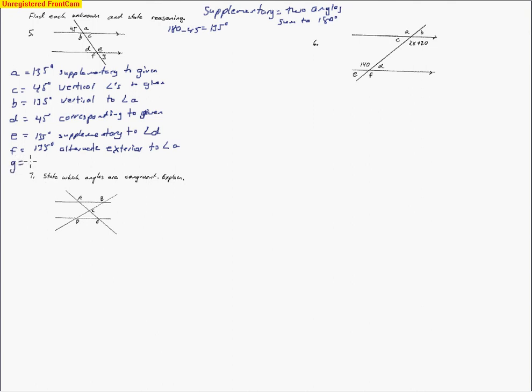So G, we'll go with a different one this time. We'll say G is 45 degrees, which it is, but I'll say it's vertical to angle D. I could have said it is supplementary to F. I could have said it's alternate exterior to the given, or I could have even said it is corresponding to angle C. So lots of ways to represent these types of problems.